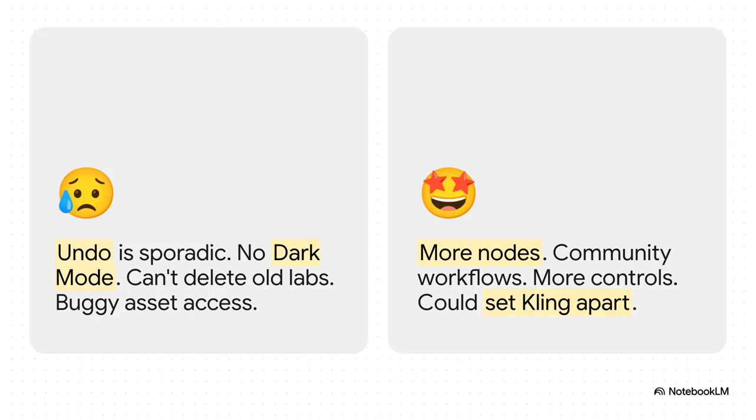So here's a quick breakdown of where things stand. The undo function, kind of buggy. There's no dark mode, which I know is a deal breaker for some of you, and you can't delete old labs yet, which is a bit weird. But on the flip side, the future looks incredibly bright. People are already hoping for more experimental nodes, community-shared workflows, and just more controls in general. This whole collaborative foundation could be what really sets Kling apart from everyone else.